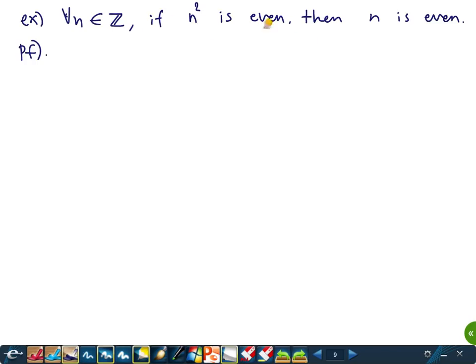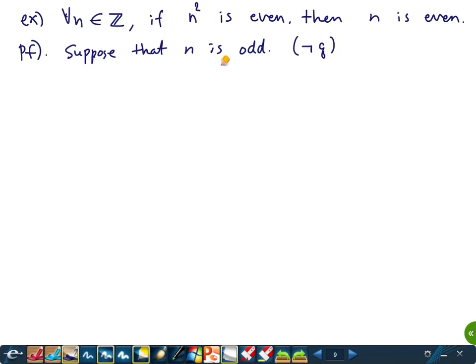So now we assume this. This is the assumption. We assume n squared is even. In order to show that n is even, we suppose that this is not the case. So suppose that n is not even. That is equivalent to saying that n is odd, because n is an integer. If it's not even, it must be odd. So we assume that n is odd. We assume not Q. And if you can conclude a contradiction, then this must be false, meaning n is even.